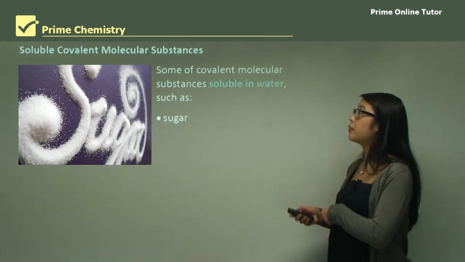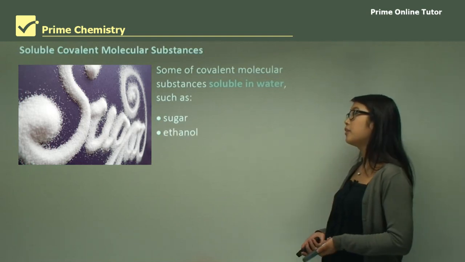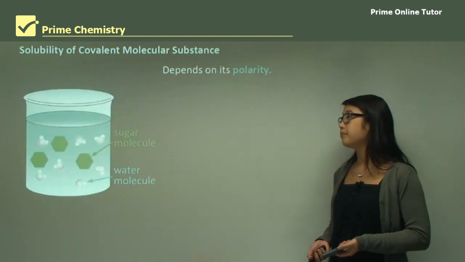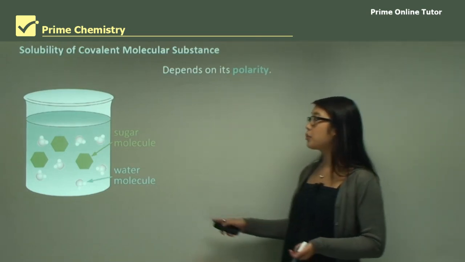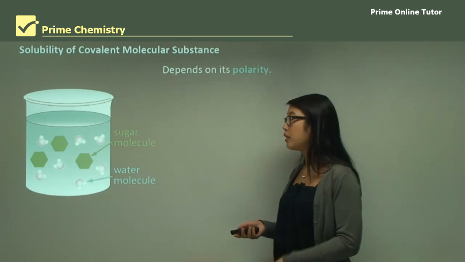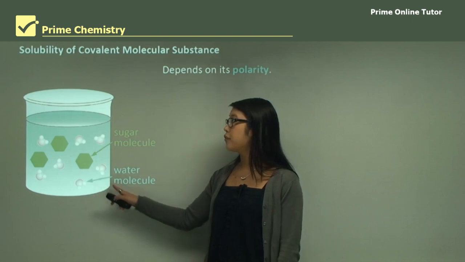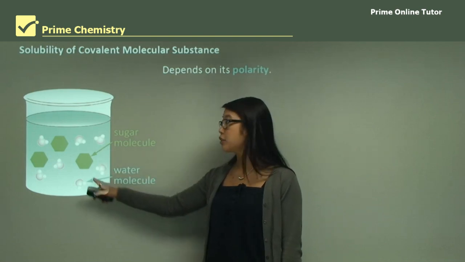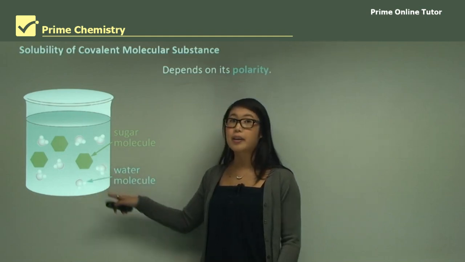But some covalent molecular substances are soluble in water, and these include sugar, ethanol, urea, and they all depend on polarity. In this case, a sugar molecule has some parts that are polar, and therefore they can interact with certain water molecules. When they are put into water, they can interact and form some bonds, and therefore they can separate and then dissolve in the water.